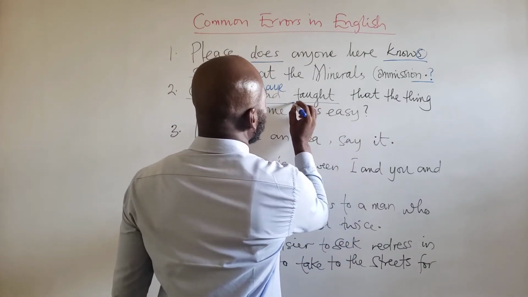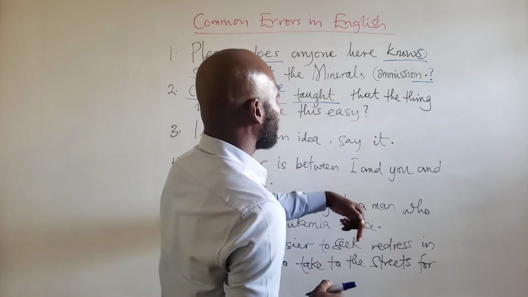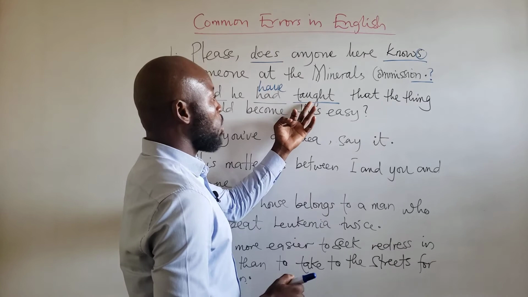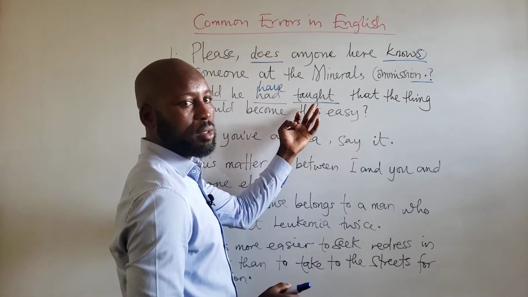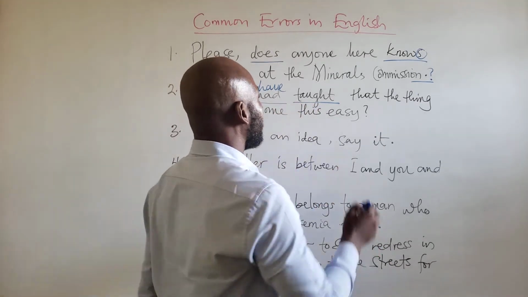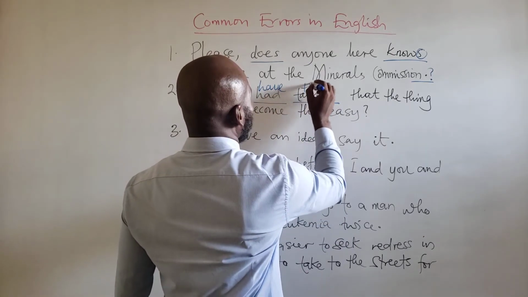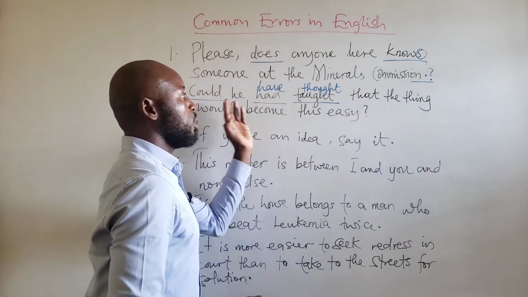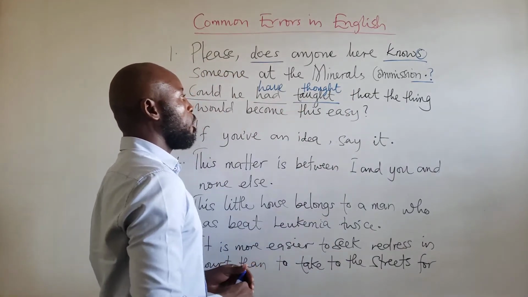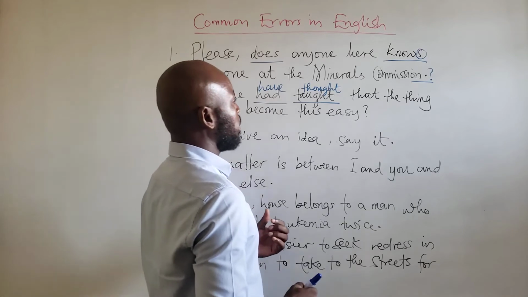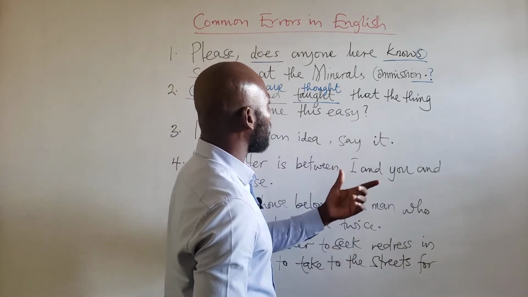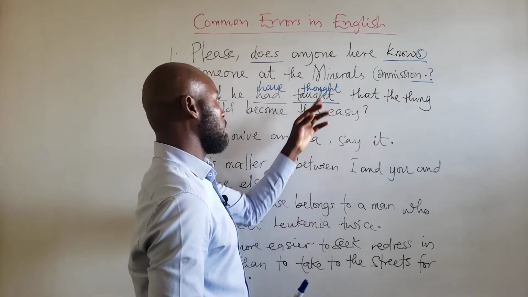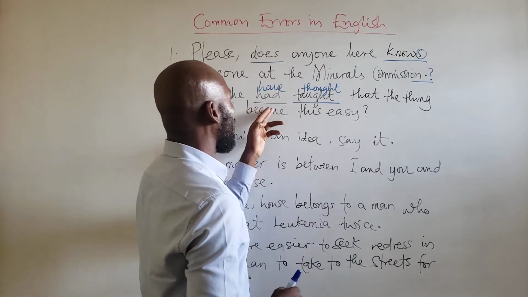But this word thought, what? This one is the past for teach. And here, if you read the sense, here would tell that the person intended to write thought. The past tense for think. And then the past participle for think. That is it. So could he have thought?